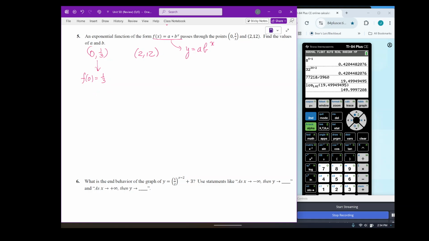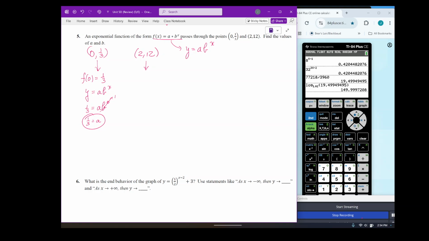And let me write it here. So when x is 0, y is 1/3. So 1/3 equals ab to the 0. And b to the 0 is 1. So right away we already have a is 1/3.